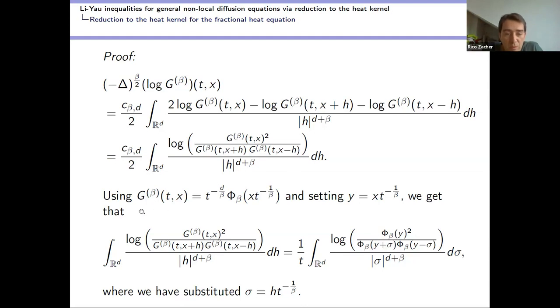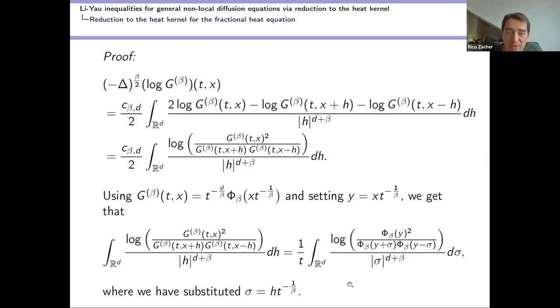and we can use the self-similar structure of the heat kernel and perform a scaling, setting y equal to x times t to the minus 1 over beta, to get this equation here. So we see that this integral can be reformulated as 1 over t times this integral, where we have phi sub beta at y. It's a similarity variable. This is the term we now have to bound from above. We have to show that this term is bounded from above for y in Rd. So the rest is just the self-similar structure and scale.